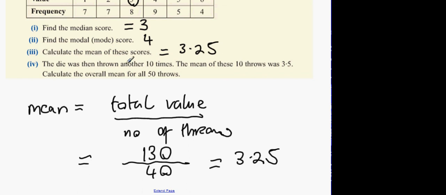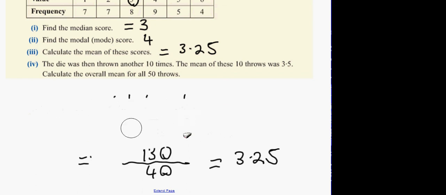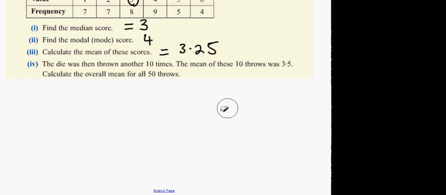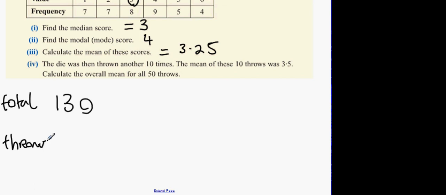Okay, the die was thrown another 10 times. The mean of these 10 throws is 3.5. Calculate the overall mean for 50 throws. What we have to do here is the following. Currently, we are at a total of 130. Our total is 130, and our number of throws is 40. Now what happens is we add on an extra 10 because we did 10 more throws. We're now up to 50 throws.